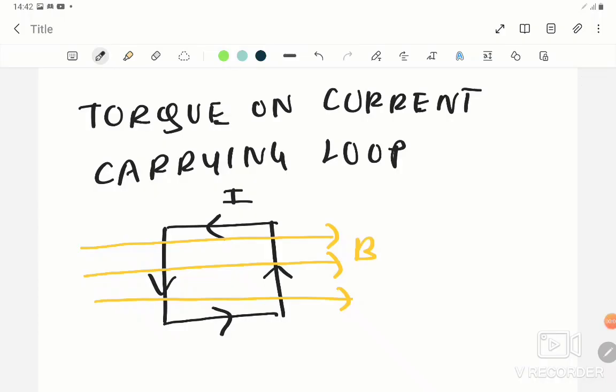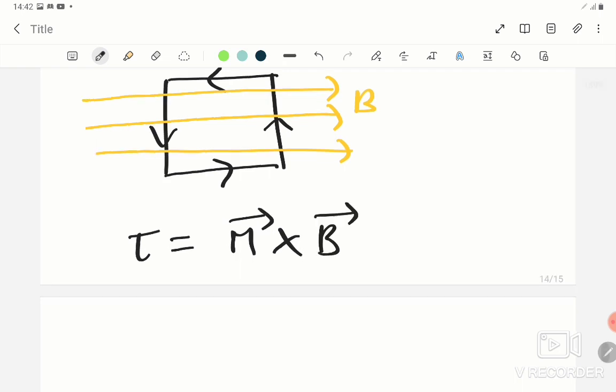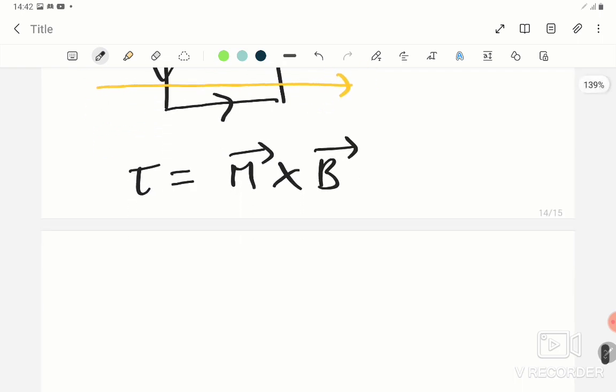Yes students, in this slide we will check the torque acting on a current carrying loop placed in a magnetic field. कैसे, यहाँ आप डायग्राम में देख सकते हो that we have a current carrying loop with current I and it is placed in a magnetic field B. Now guys, whenever there is an angle between the area vector and the magnetic field B, there will be a torque acting on this loop which will be given by the equation torque is equal to M cross B. Guys, in this case, M is known as magnetic moment and B is the magnetic field.